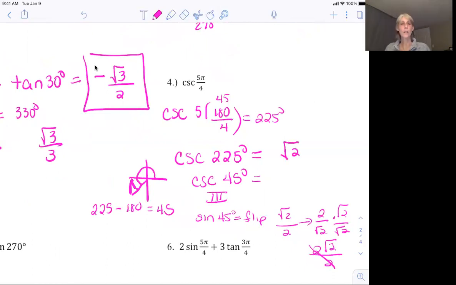Now we're going to say, what's the sine? Well, in the sine, all students take calculus, right? All students take calculus. The cosecant is going to do whatever the sine does. So since the sine is negative, the cosecant is negative as well.